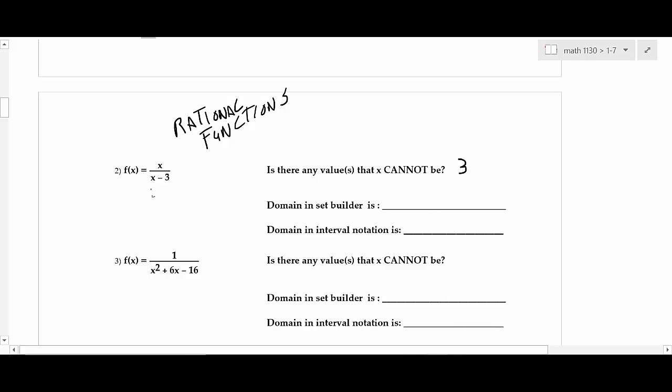So what you do is if you write this in set builder, you can go like this. You just say set of x such that, and usually you write it like this: x is a real number. You can just say x is real if you want to.